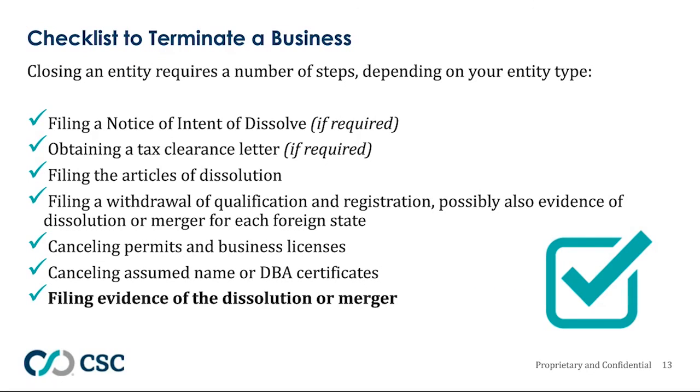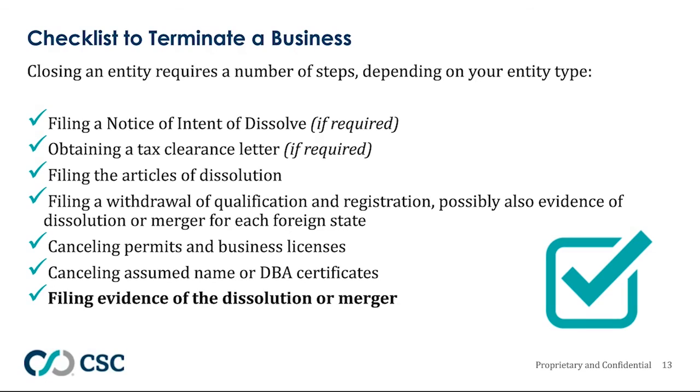Thanks, Helena. As Helena discussed, I'm going to briefly go over a checklist of all the requirements to dissolve or withdraw an entity. The first thing, certain states have you file a notice of intent to dissolve, and that's usually a requirement to publish that the entity is going to be dissolving in a local newspaper or business publication. As Pat discussed, you might need a tax clearance letter, and then after you obtain the tax clearance letter, or if it's not needed, you would file the articles of dissolution in the home state.